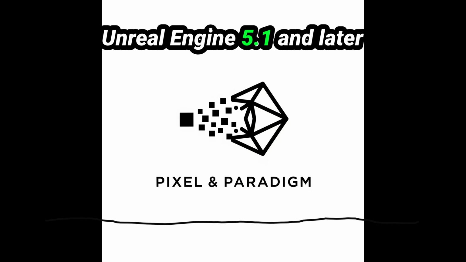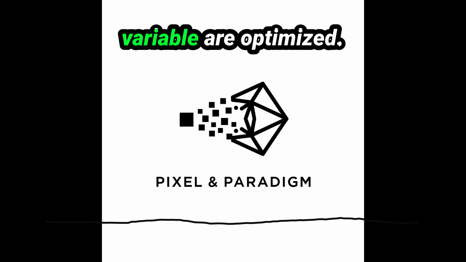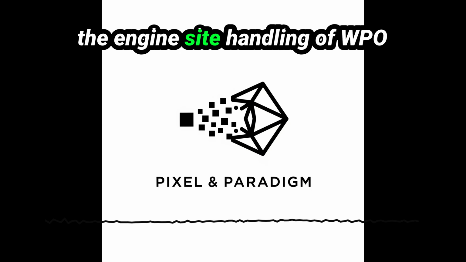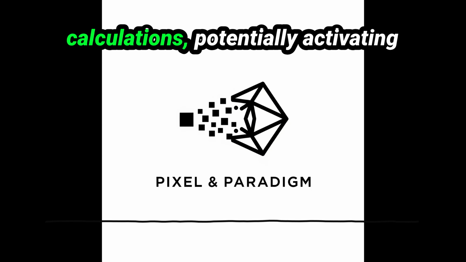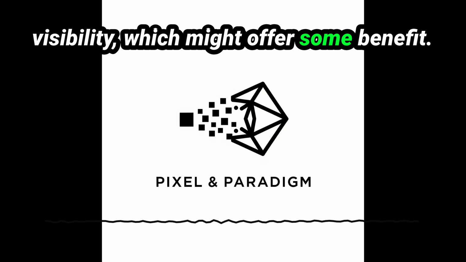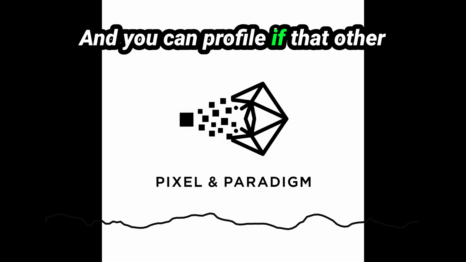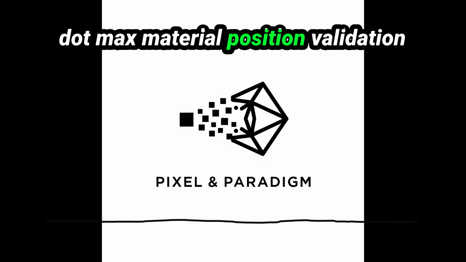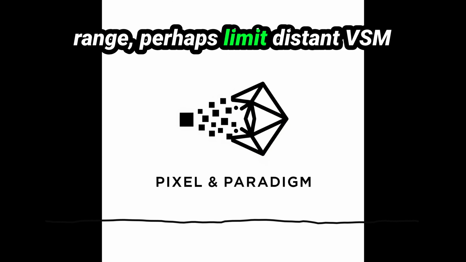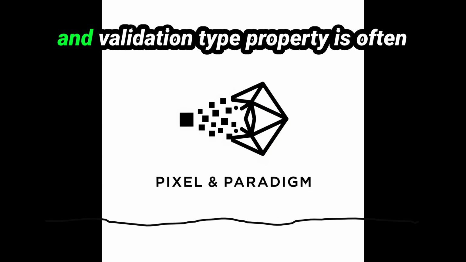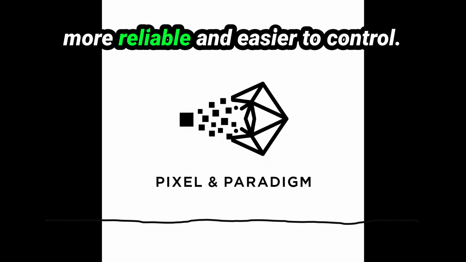Unreal Engine 5.1 and later also introduced a console variable, r.OptimizedWPO. Enabling this attempts to improve the engine-side handling of WPO calculations, potentially activating them only when truly needed based on visibility, which might offer some benefit. And you can profile if that other console variable, r.Shadow.Virtual.Cache.MaxMaterialPositionInvalidationRange, helps limit distant VSM invalidation in your specific scene, though honestly, the static shadow invalidation type property is often more reliable and easier to control.